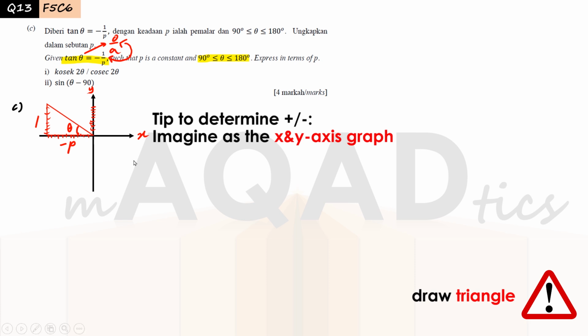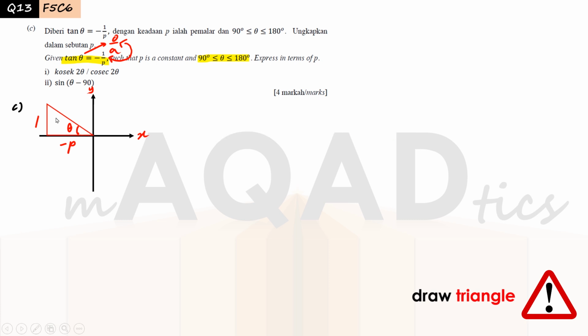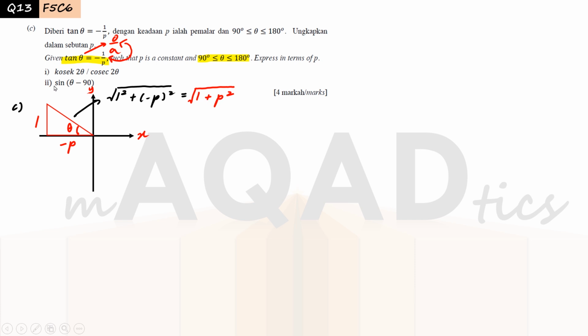Okay, so a tip for you is to view this in the x and y axis graph, so you won't make any mistakes after this. Now we need to find the length of this side, and this is actually a right angle triangle, so we can use the Pythagoras theorem to help us. So 1 squared plus the square of this value, and we square root it, then we can get the length. Okay, so now we can go to part 1 and part 2.